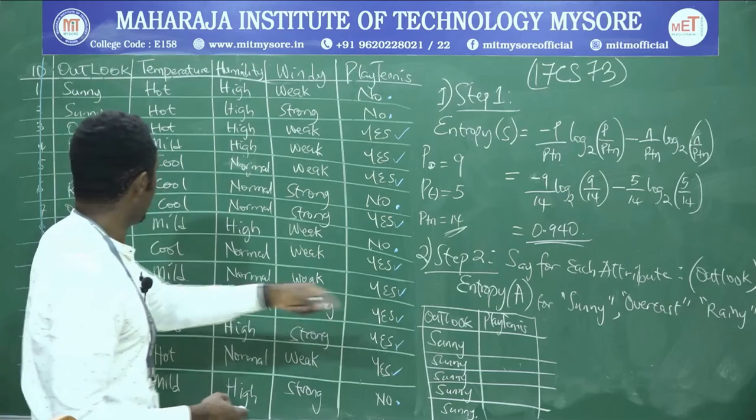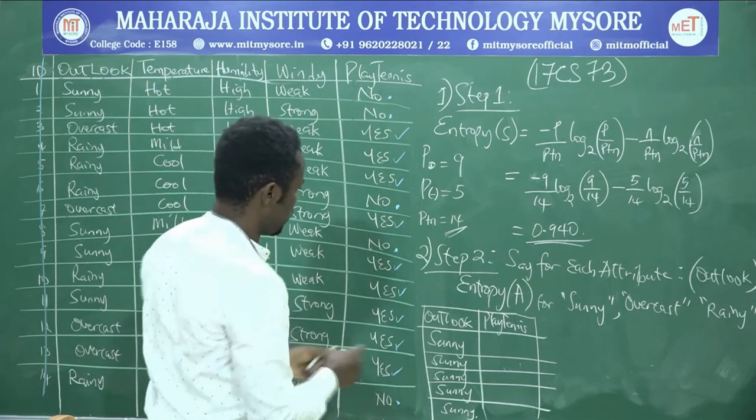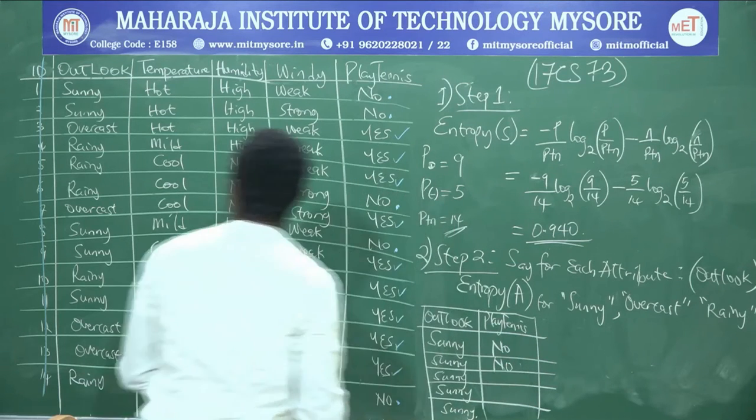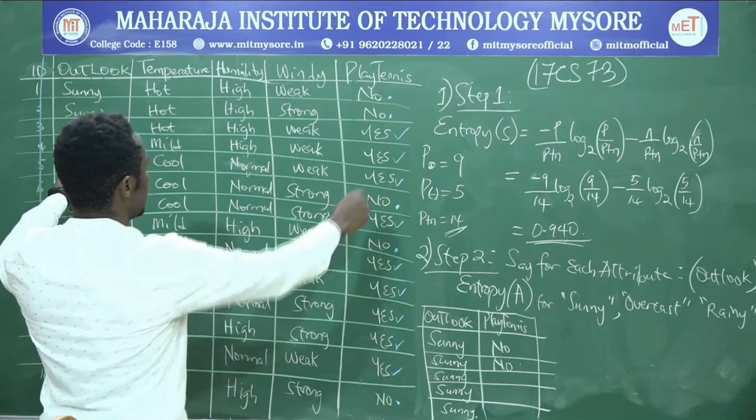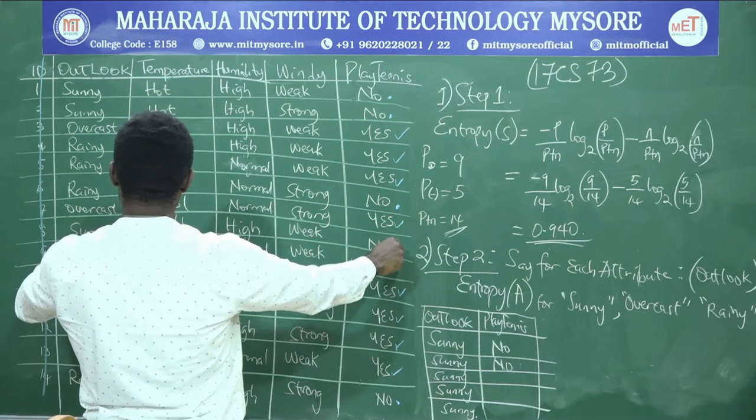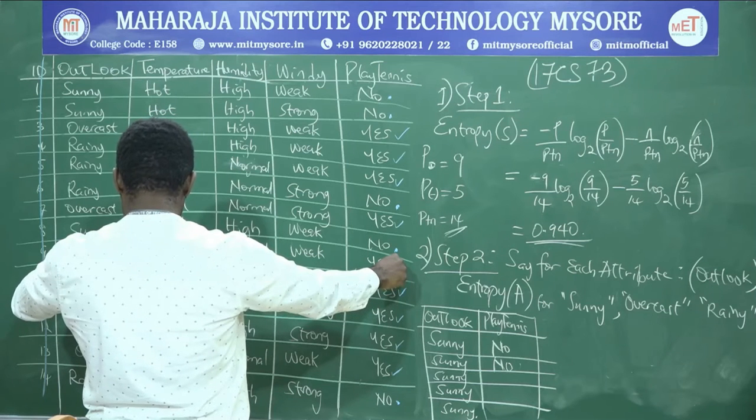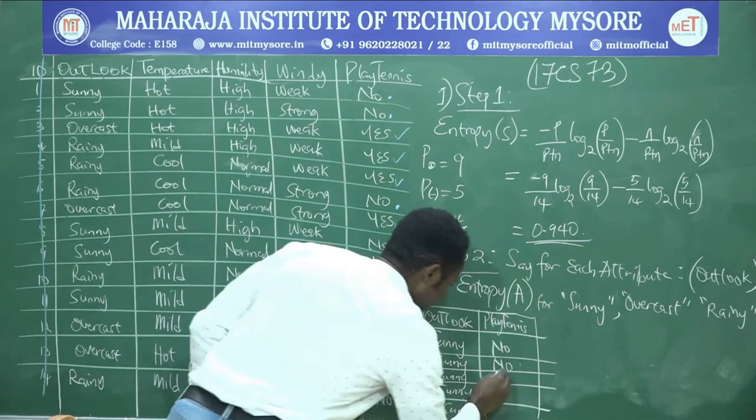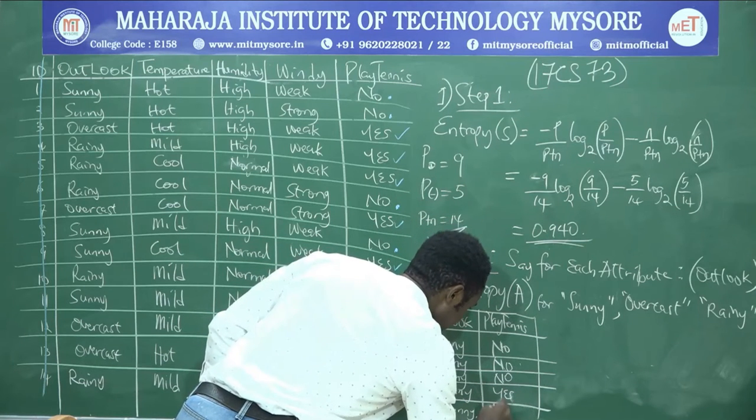Now, if we go to play tennis, for the first sunny, it was no. Second sunny, again, it was no. Third one, what do you have for sunny? No, sorry, that was rainy. Sunny, no. Sunny, yes. And sunny, yes. So I have no, no, yes, and yes.